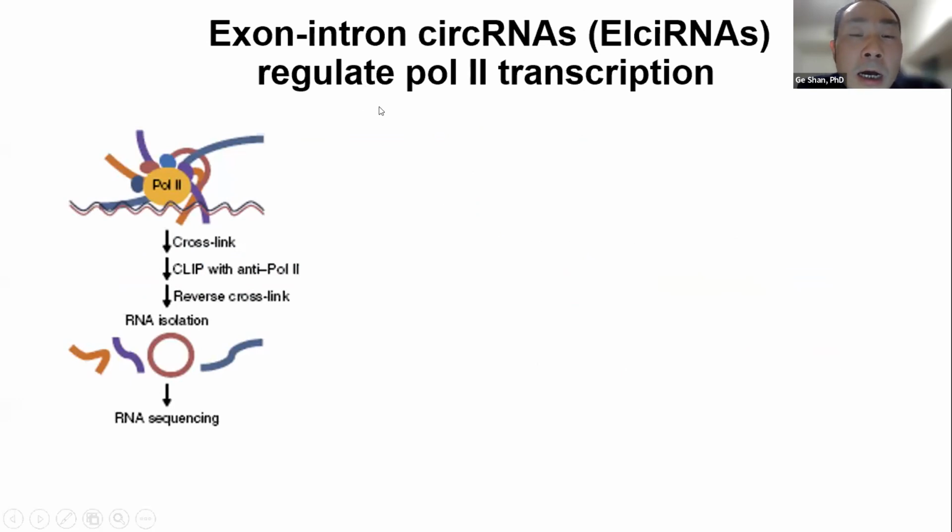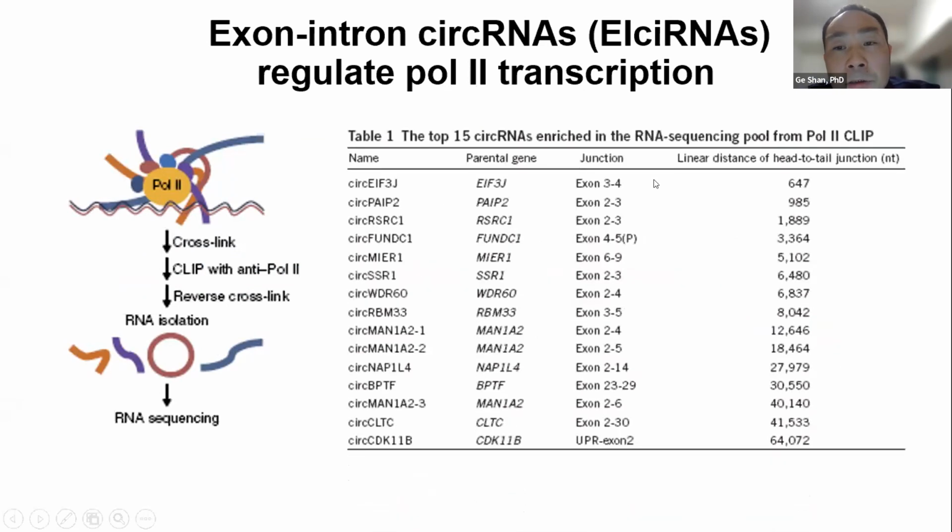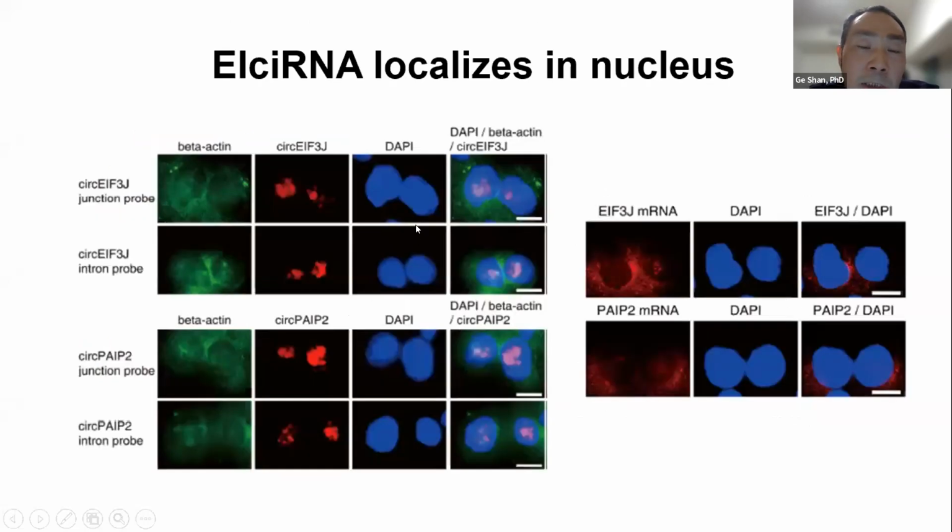So our lab started to get into the circular RNA field. Actually, we were investigating RNA polymerase II for its transcriptional regulation. We pulled down RNA polymerase II and then sequenced the RNAs that were isolated together. We found hundreds of circular RNAs that can interact with RNA polymerase. Then we characterized these circular RNAs, and we found that, instead of exonic circular RNA that localizes in the cytoplasm, these circular RNAs localize in the nucleus.